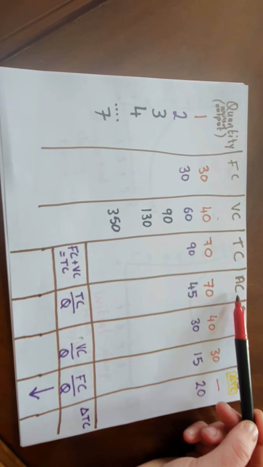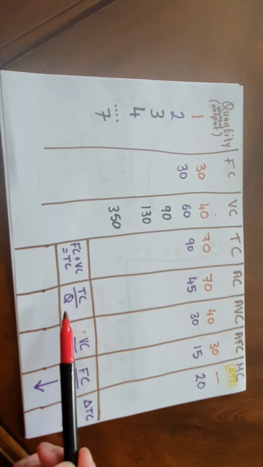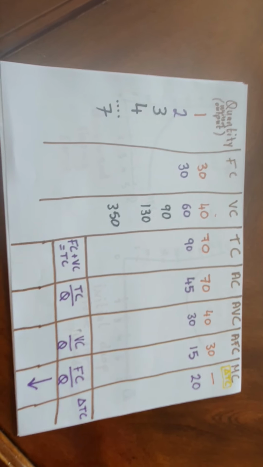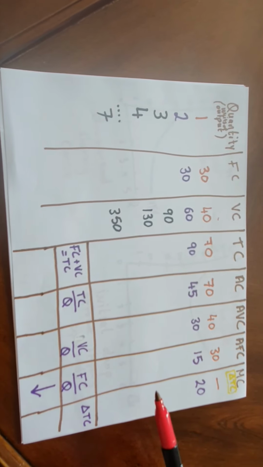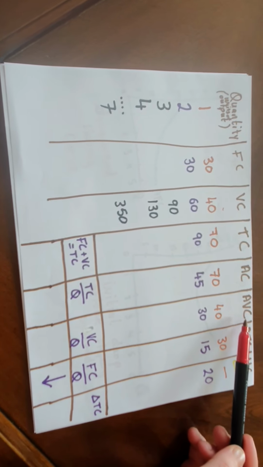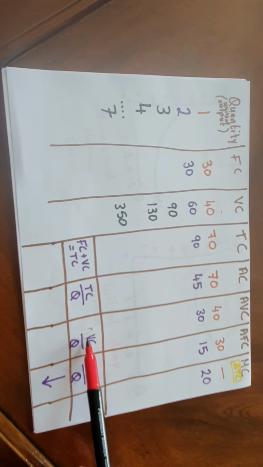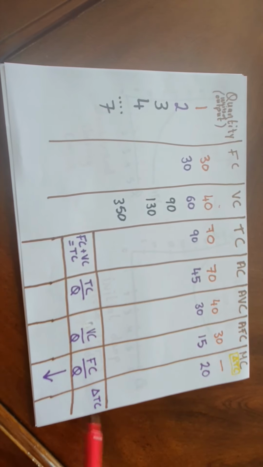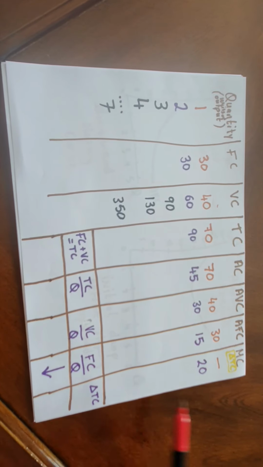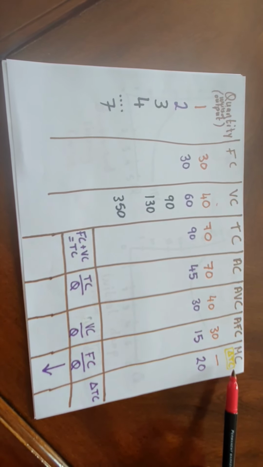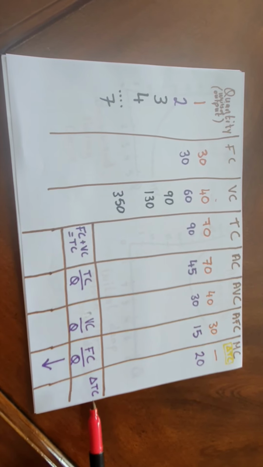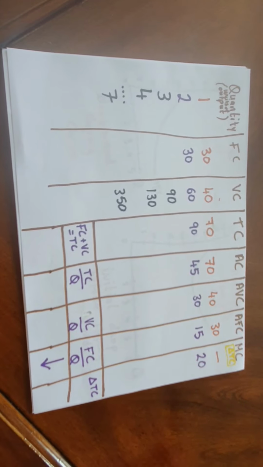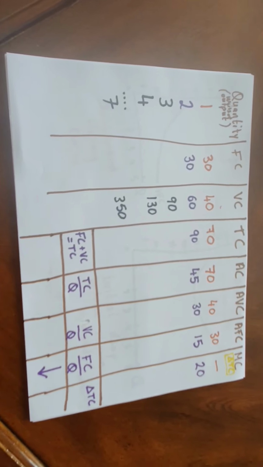Our average cost is our total cost divided by quantity. So it's merely working out the cost that we have of producing 1 unit. Our average variable cost is the variable cost divided by quantity. Our average fixed cost is our fixed cost divided by quantity. And our marginal cost is going to be worked out by the change in our total cost. So when we work out the change in our total cost, that's going to tell us how much it's actually costed us to produce 1 extra unit.